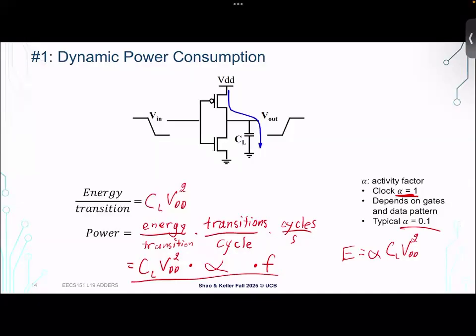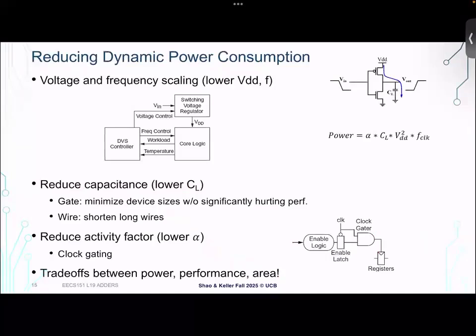Okay. Now that we understand where dynamic power consumption comes from, let's talk briefly about how we can optimize for it. One option for reducing dynamic power consumption is to play with the voltage and the frequency knobs, right? In particular, you notice that power and energy both scale with VDD squared.